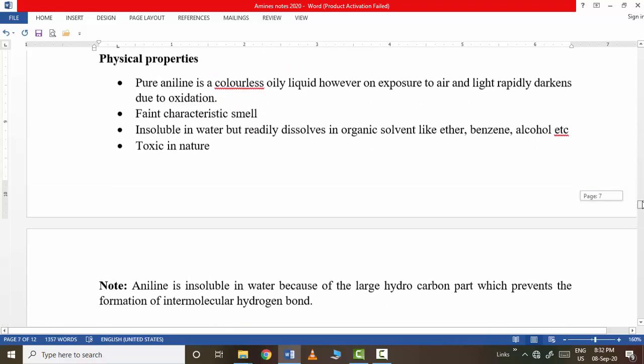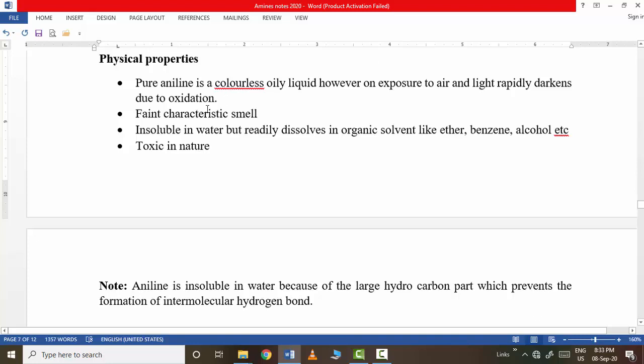Physical properties. Now, the physical properties will be quite different compared with methylamine and ethylamine. In the physical properties, you can see pure aniline is a colorless, oily liquid. But if it gets exposed to air for a very long period of time, then in the presence of air and light it rapidly darkens and changes into a brown color. Some books write a pale color, so it rapidly darkens due to oxidation.